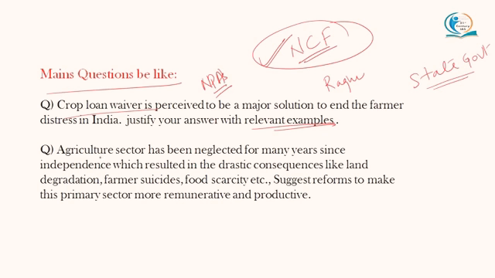Another question would be like, agriculture sector has been neglected for many years since independence, which resulted in drastic consequences like land degradation, farmer suicides, food scarcity, etc. Suggest reforms to make this primary sector more remunerative and productive. So this is another question you can answer easily. You can take some of the recommendations from the National Commission for Farmers and use them in your answer, and you can suggest the reforms accordingly.